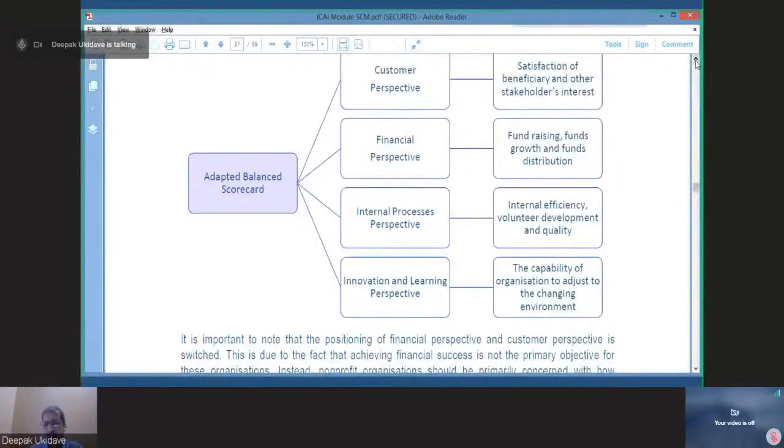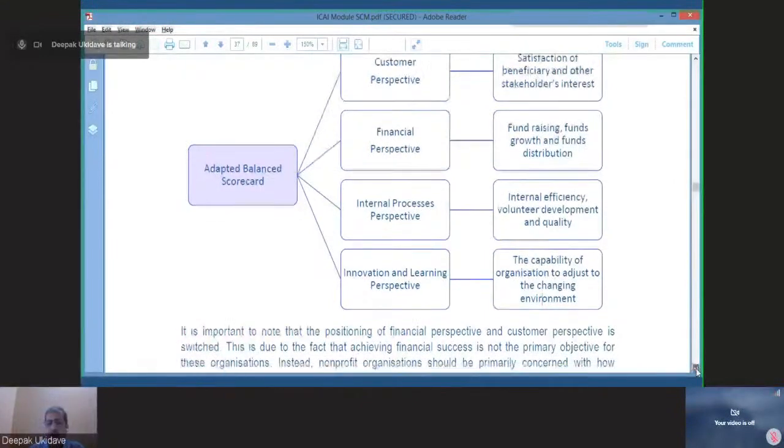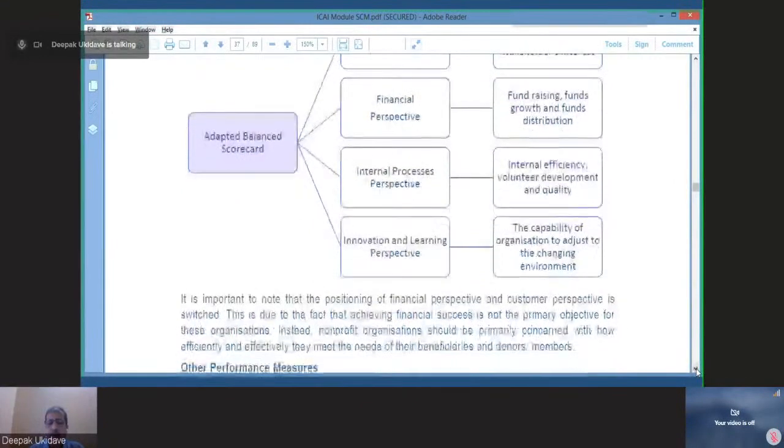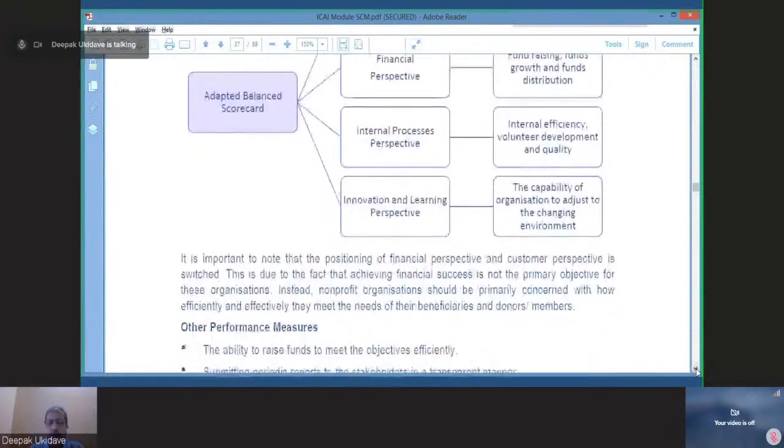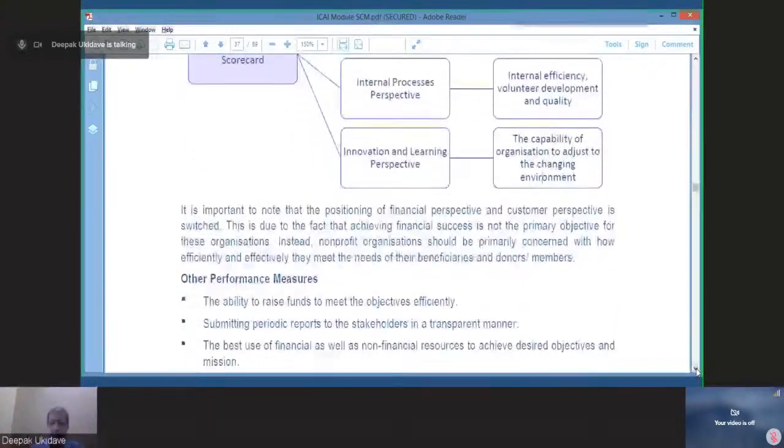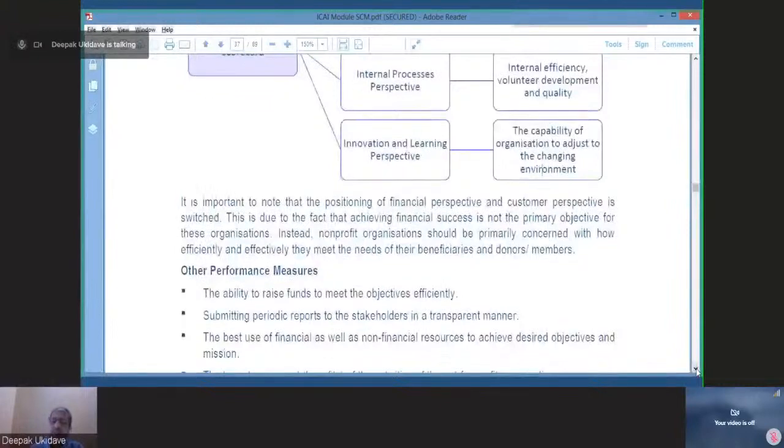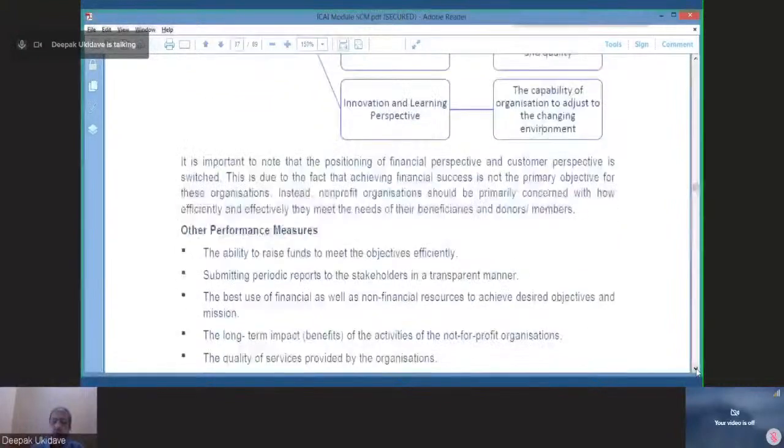And these are slight modifications because the purpose or the objective is different, and therefore we call it the adapted, modified balanced scorecard. And Kaplan was responsive enough, I would say, to these modifications in light of not-for-profit organizations. Of course, there are other performance measures also which are used for not-for-profit organizations, which are summarized over here below.